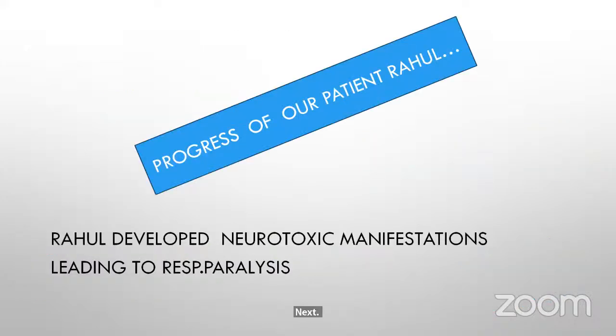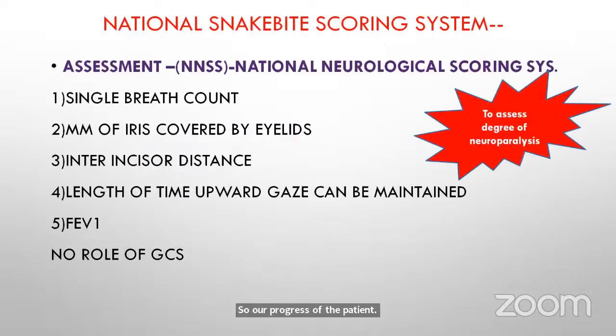So, the progress of the patient: unfortunately, Rahul developed neurotoxic manifestations. He had ptosis leading to respiratory paralysis. So how do you assess the neurological deterioration? There is a scoring system called the National Neurological Scoring System.